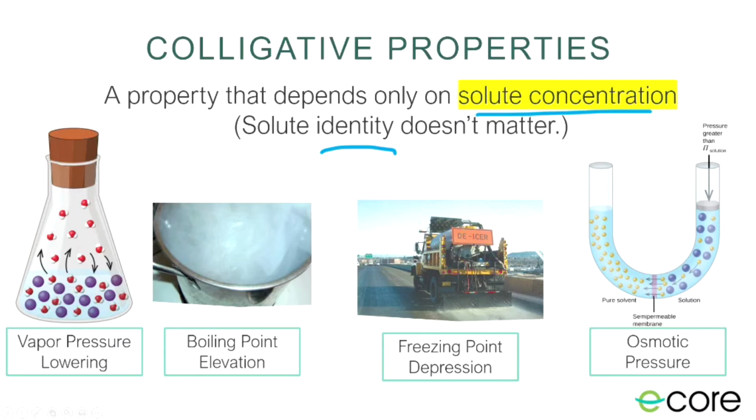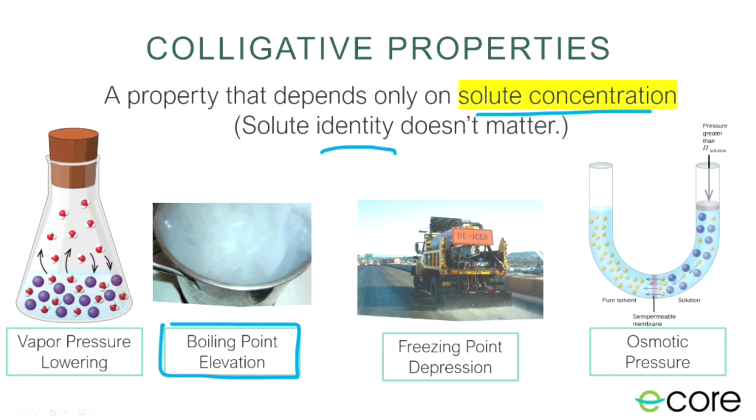Let me give you an example. One of the colligative properties that's easy to understand is boiling point elevation. If I dissolve a solute in a solution, it raises its boiling point. How much does it raise its boiling point? Well, that only depends on how much solute there is. So if I add more sugar, it's going to raise the boiling point more.